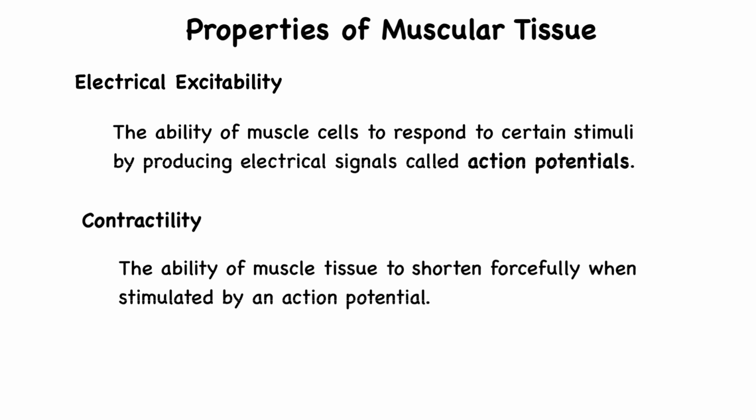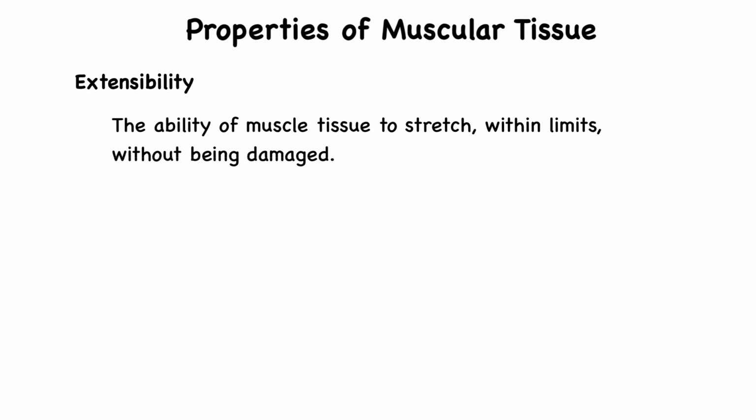Another important property of muscle is extensibility. This is the ability of muscle tissue to stretch within limits without being damaged. All muscle types have this property, but smooth muscle shows it most dramatically. Think about what happens after you eat a big meal. Your stomach has to stretch and expand to accommodate the food. The same thing happens in your intestines as they adjust to the movement of material. So while skeletal and cardiac muscle do have some extensibility, smooth muscle really takes the lead here, allowing our organs to adapt to changes in volume and function.